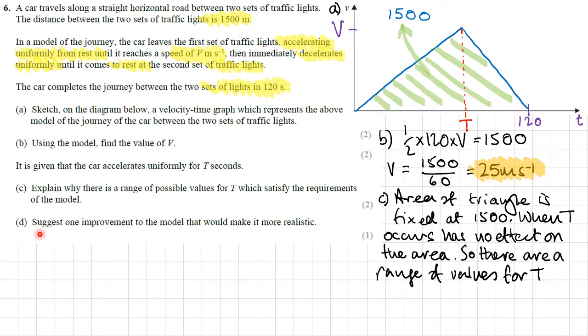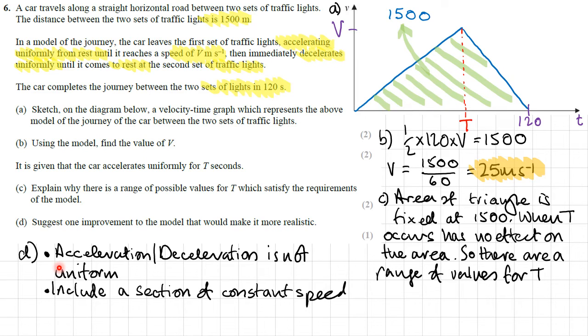And last bit here, part D, suggest one improvement, we only need one improvement, to the model that will make it more realistic. So here's a couple of example solutions we can have. So with the acceleration and deceleration phases, do it so that it's not uniform. It's unlikely that you have exactly uniform acceleration there. So actually variable acceleration, deceleration.